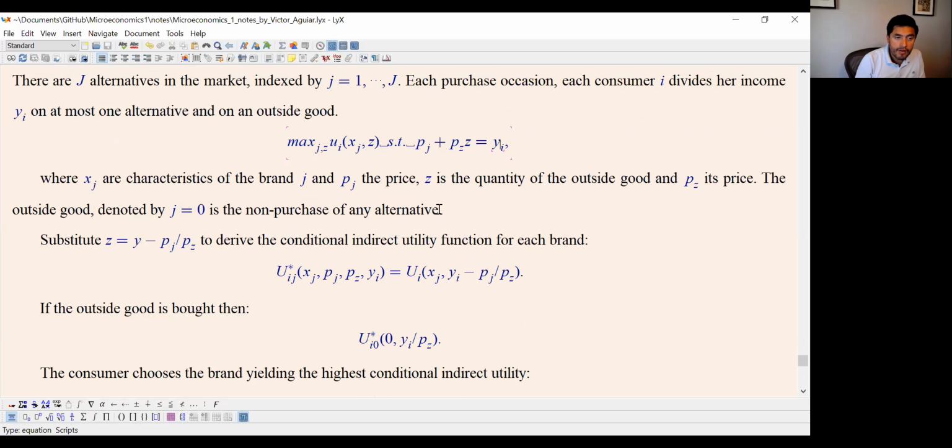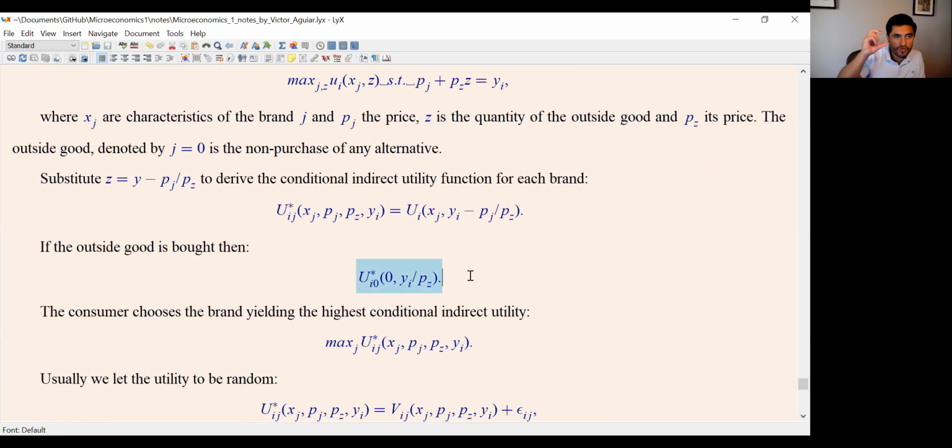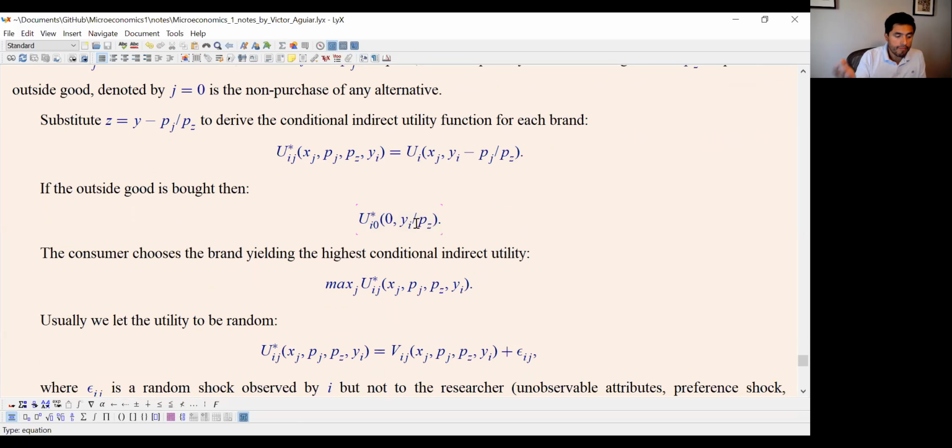And that means I can obtain what is called the indirect utility. This is the indirect utility of individual i for good J, which depends on the attributes of these goods, X_J, the price of J, the price of the outside option, and the income. In particular, it is in this form because Z doesn't appear anymore, but instead appears the income minus the price. So you know that price is going to affect this utility negatively, and the attributes are going to affect it in some unknown way. And then you have the outside good, which is going to be normalized to zero attributes, so staying at home.